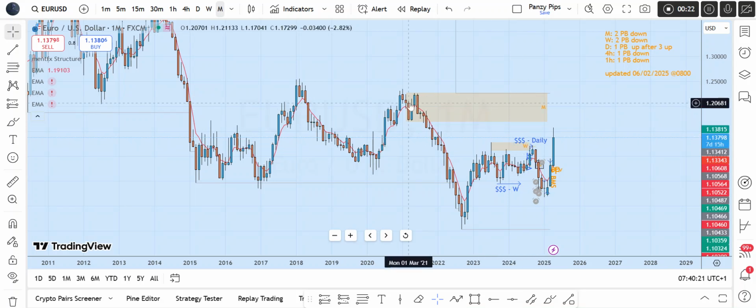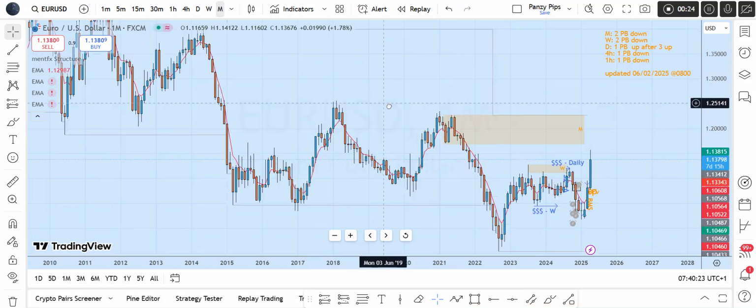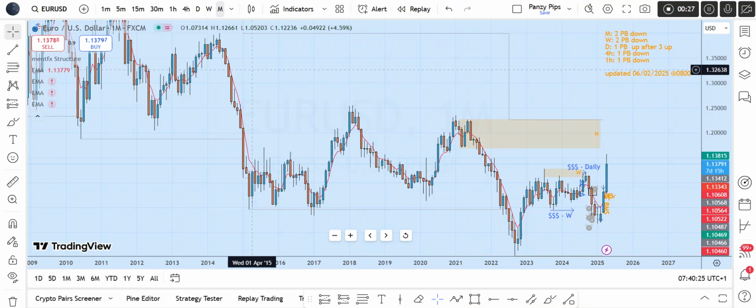On the monthly, we see that this market is still in the two PB down. So this is one pullback, and then this is two pullback. We've been expecting market to come right into this zone for a while now. We're waiting to see prices push all the way. In the past 2 months, it has moved aggressively towards it.